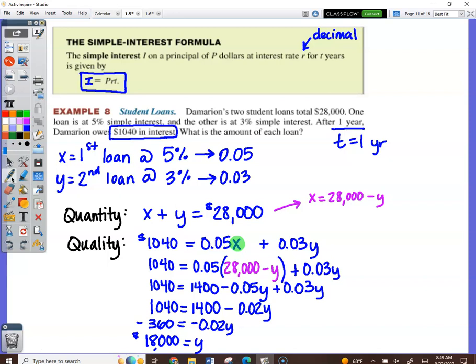Does anyone have any questions on how I did the algebra? I used substitution. I took the first equation. I just got one of the variables by itself, and then I plugged that in. Then I cleaned it up by distributing here, then combining these like terms, then subtracting 1,400 over, and then dividing by negative 0.02.